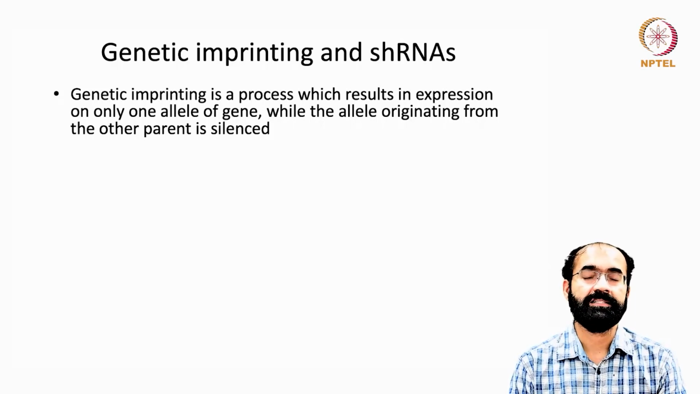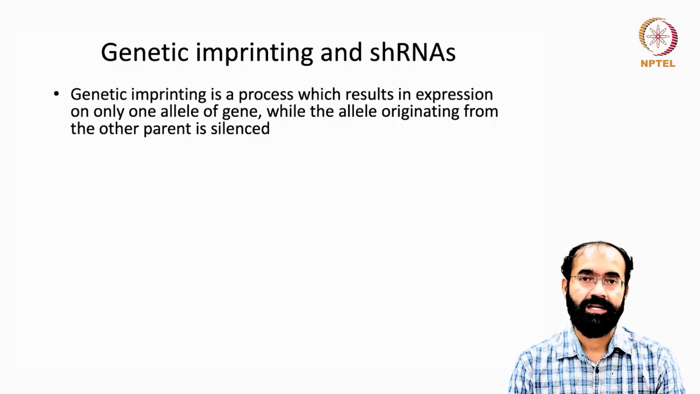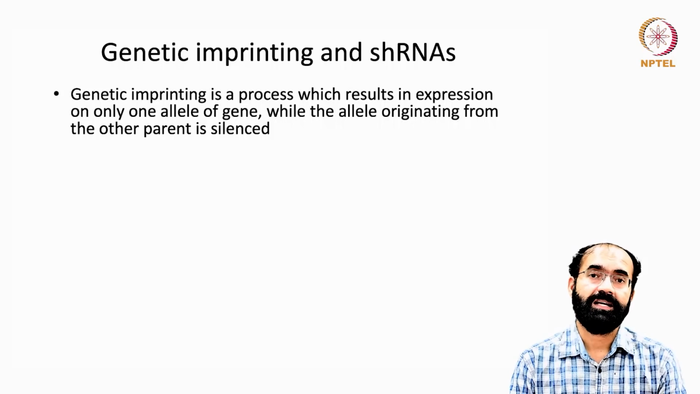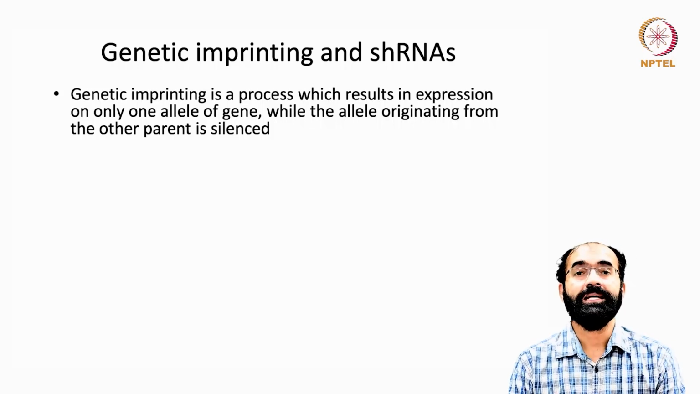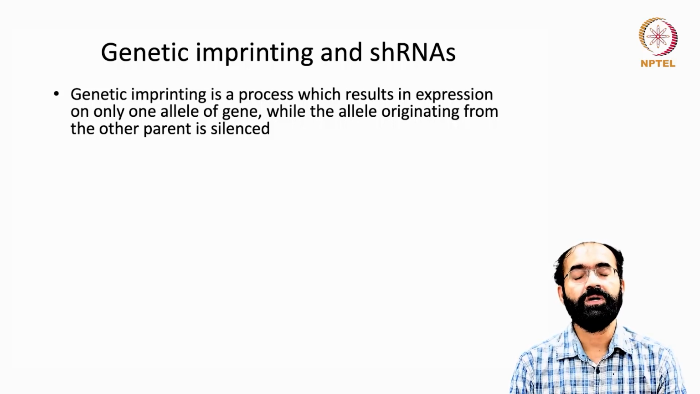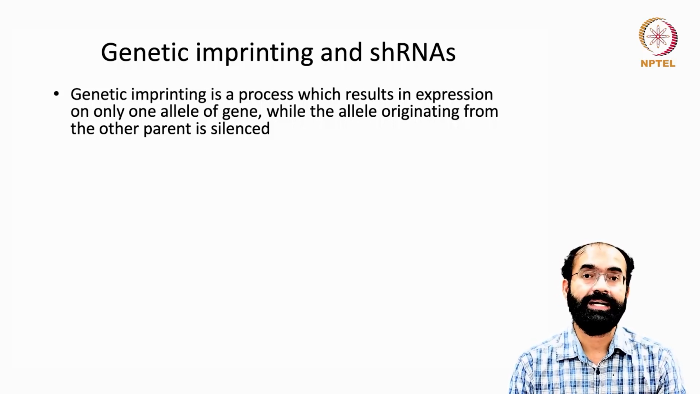These are alleles. For many genes, the copy that came from father will be allowed to express, and for many genes, the copy that came from mother will be allowed to express. In some cases, both the copies are expressed, and we call that biallelic gene expression. When only one is allowed to express, that is called monoallelic gene expression. But this monoallelic gene expression to a large extent is imprinted.